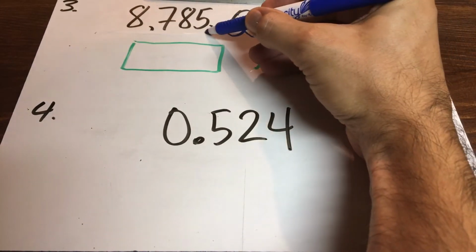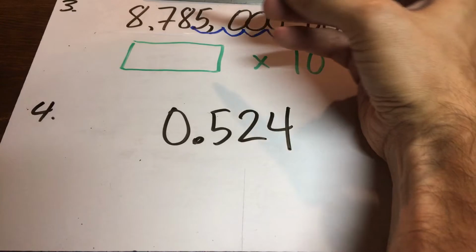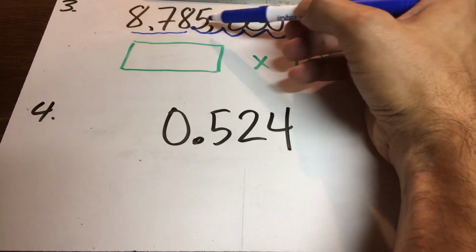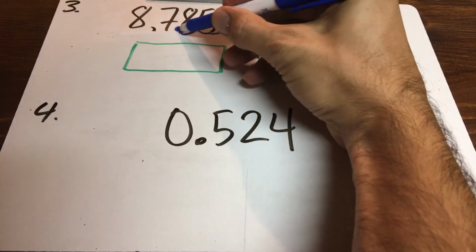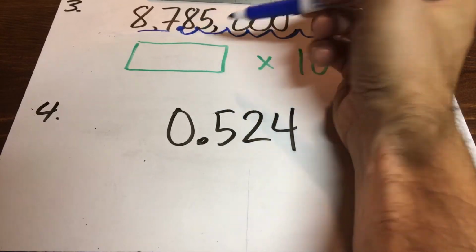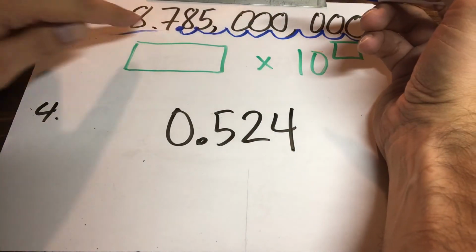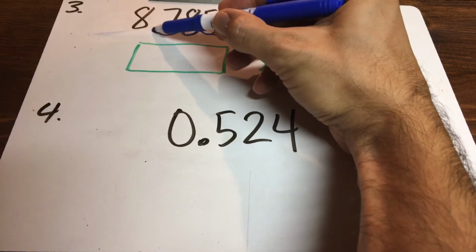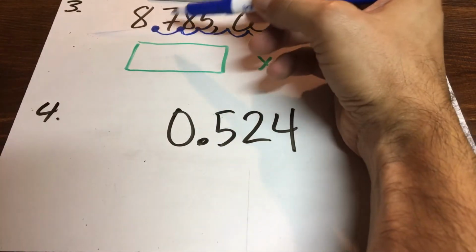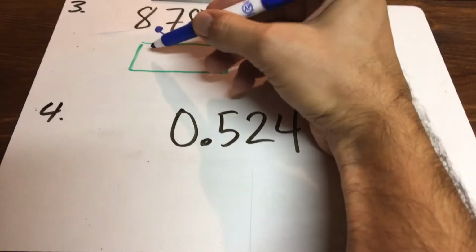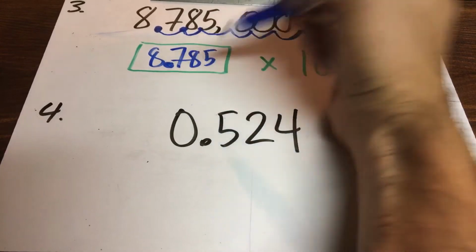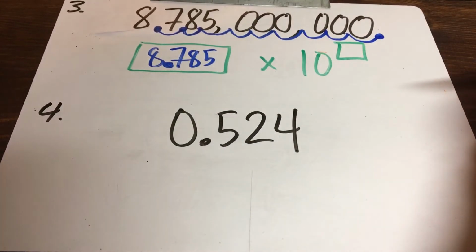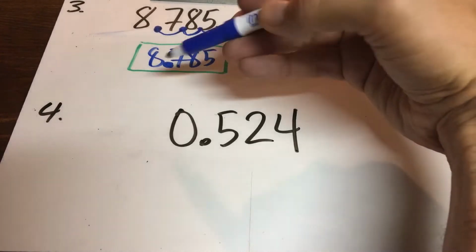That's not good enough. If I stop right here, not good enough, because look what I would have. 878.5. Nope, still too big. I got to get it in between 1 and 10. If I go to right here, 87.85. That's not good enough. That's still bigger than 10. I need to go all the way to right there, 8.785. And you don't have to put all those zeros at the end. This number has to be between 1 and 9.99999, right? It cannot be bigger than 9.999 repeating. So this is in between 1 and 10.